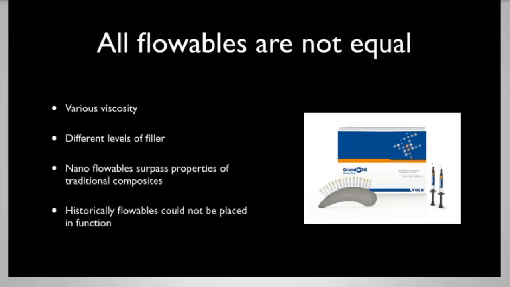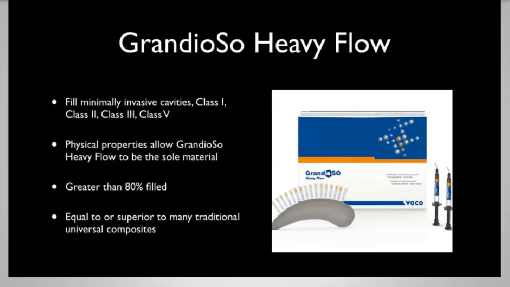So in my practice, I don't simply have one flowable composite. Rather, I think of flowables as a restorative material where you need to use the right material at the right time. If I'm doing a conservative class 1 occlusal composite, or maybe a conservative class 3, or maybe even a conservative class 2 restoration, the conservative class 1s in particular, what I really like to use is Voco's Grandioso Heavy Flow Composite. I think it works incredibly well. And the reason it works so well is because I can predictably put it into function.